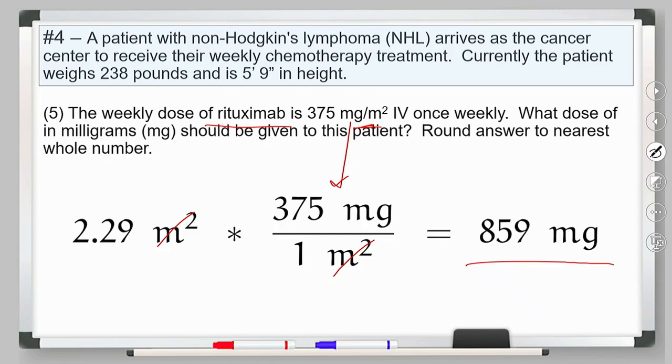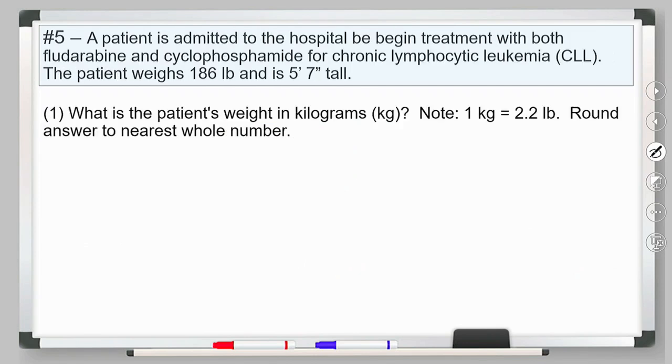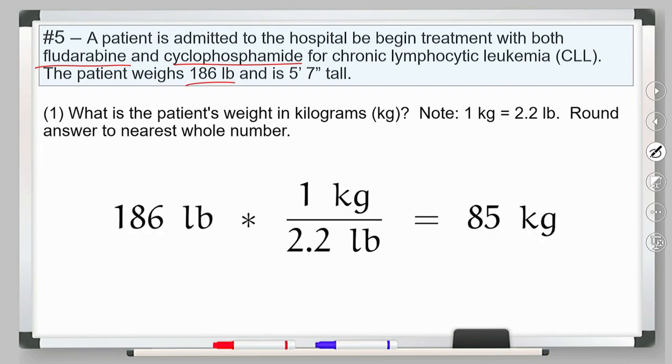Everyone okay with that? Can we do it again and again and again to get some practice? Let's do it. So we got two other drugs here. The fludarabine and the cyclophosphamide are also dosed on meters squared for this patient, so we need to calculate their BSA before we can calculate their dose. So the same process. Can you do it efficiently and quickly?